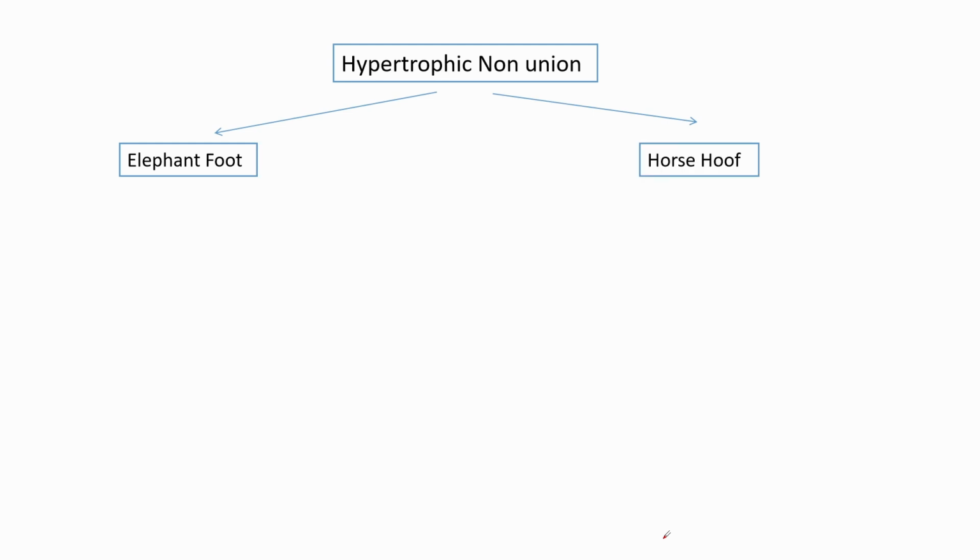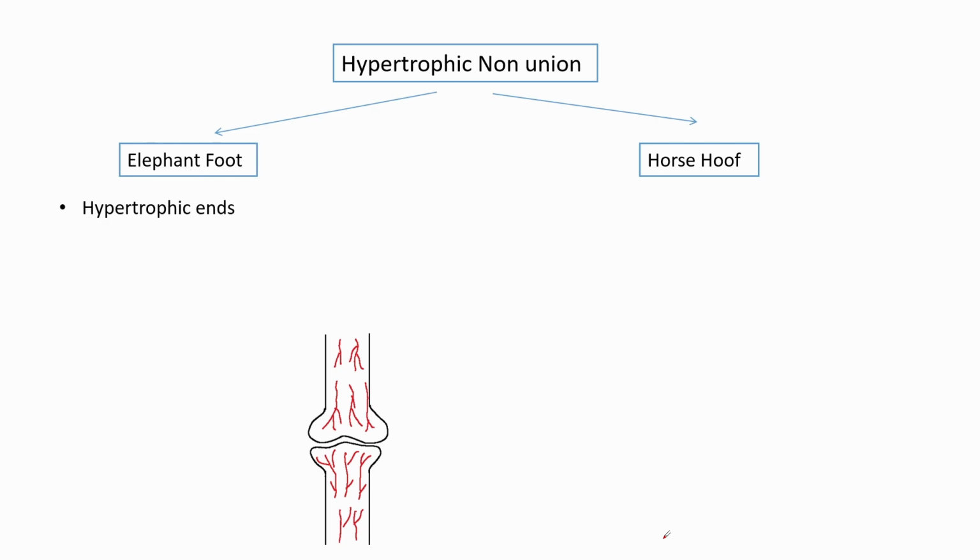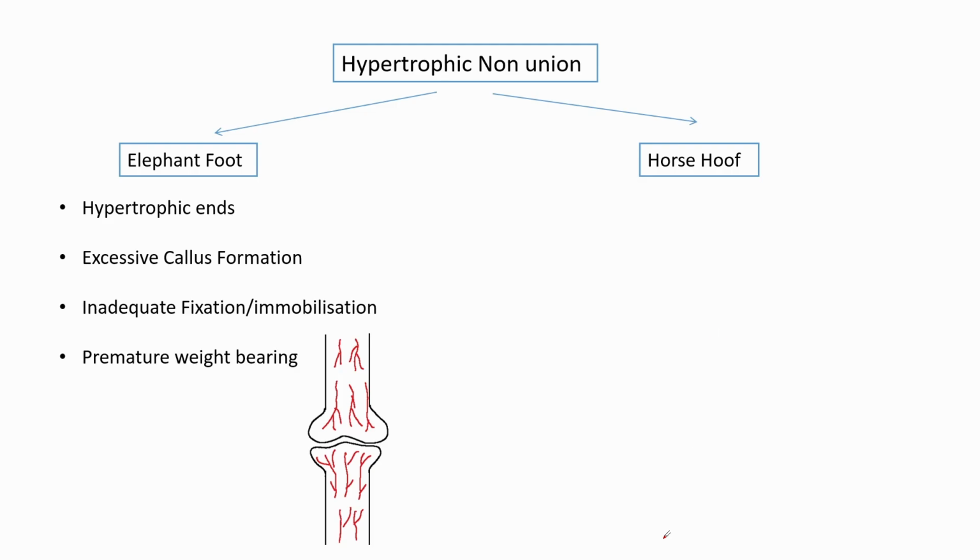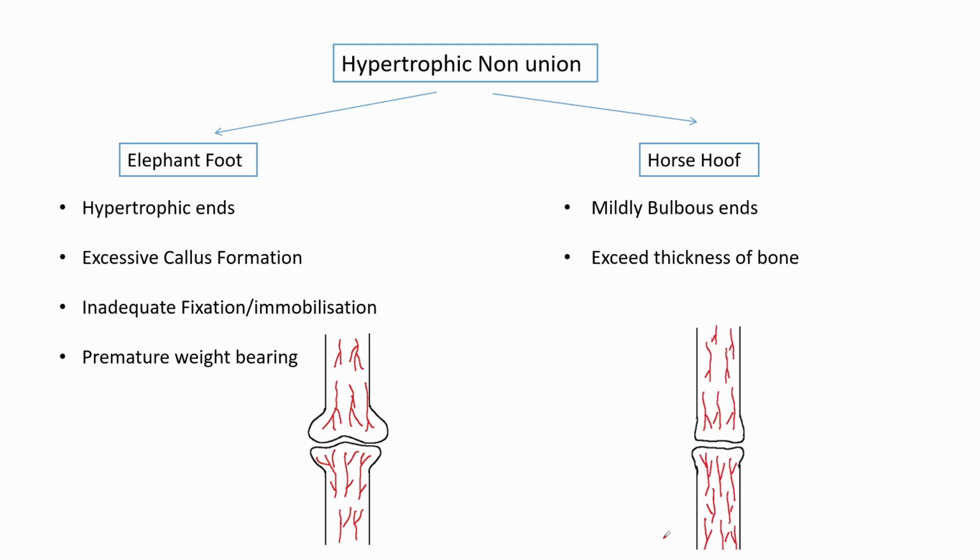Coming to hypertrophic non-union, it is sometimes classified as elephant foot and horse hoof type. What are these two types? In elephant foot, there is hypertrophic ends with excessive callus formation, whereas in horse hoof type, there is mildly bulbous ends which exceed the thickness of the bone. So both these types are types of hypertrophic non-union. However, in elephant foot, there is much more callus formation, whereas in horse hoof, there is a mildly bulbous end which exceeds the thickness of the bone.